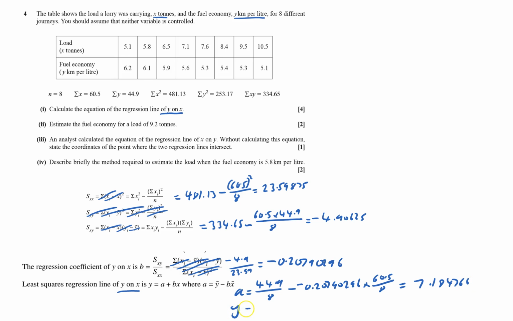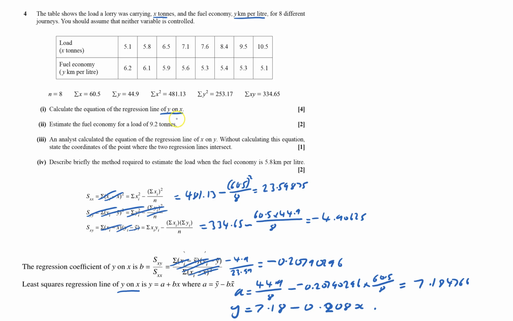So Y equals A, just works it out, 7.18, and then it's going to be plus B, and I've worked out B to be that, but B is minus, so it's minus 0.208x, and that's my first bit.